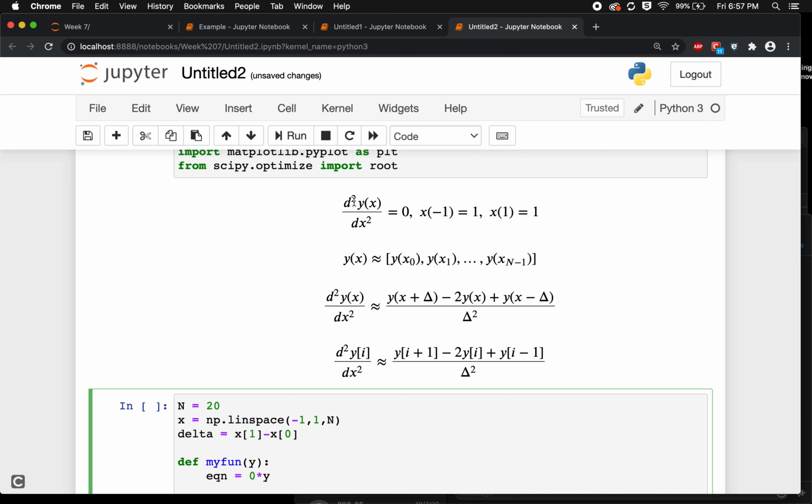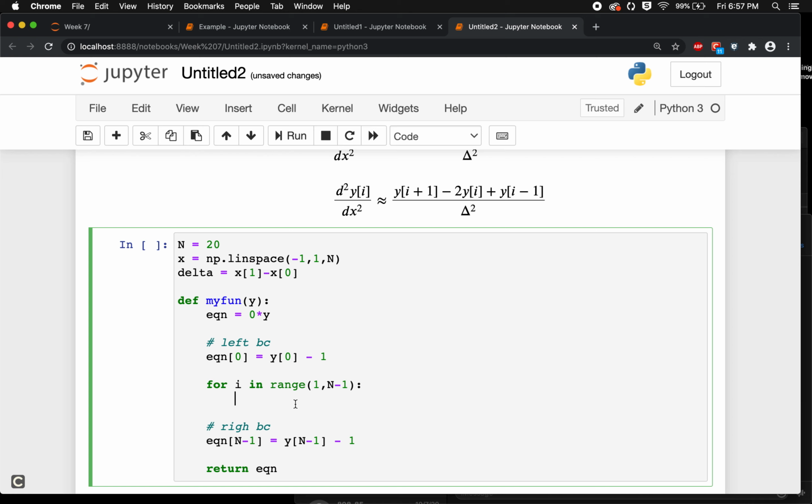And then we're just going to use this equation. Basically, we're saying the second derivative is equal to 0. So we can just write that equation of i, right? And so what's the second derivative? Well, that's simply y of i plus 1 minus 2 times y of i, all plus y of i minus 1. And then we're going to divide that by delta squared and set that equal to 0.